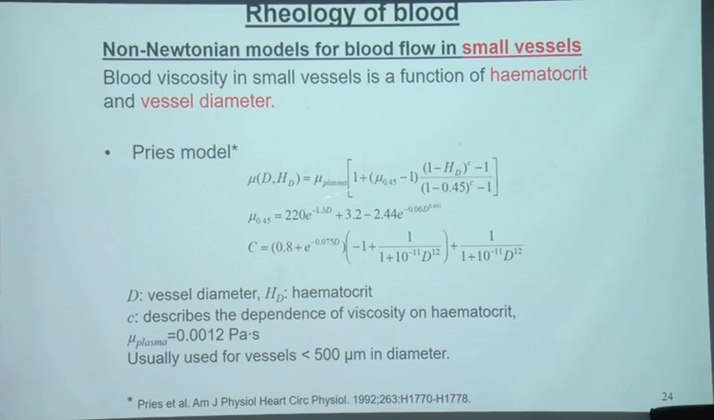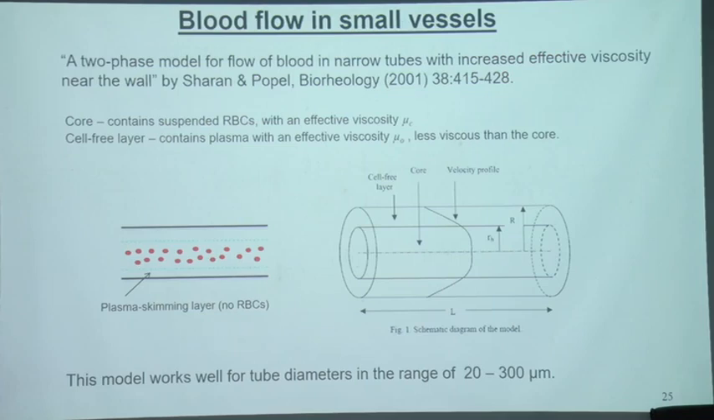This model is widely used by researchers in the research community when they look at blood flow in small vessels. We have used the Priest model in our work in modeling blood flow distribution and oxygen transport in the retinal circulation in the eyes, because when you look at the small vessels in the eyes, their diameters are much smaller compared to the large vessels in arterial systems. So we've used the Priest model in the past.